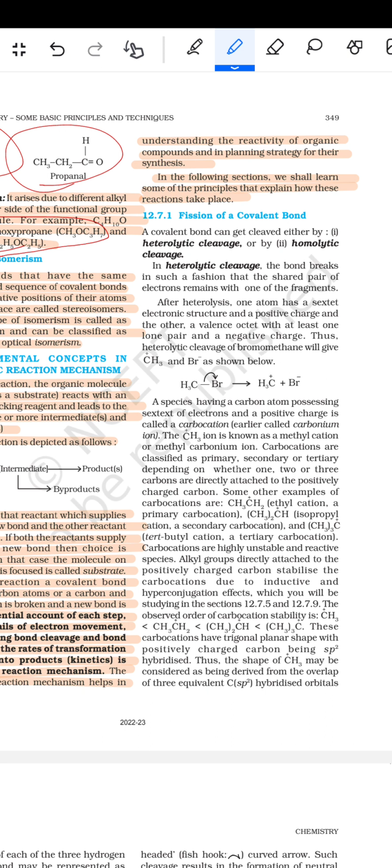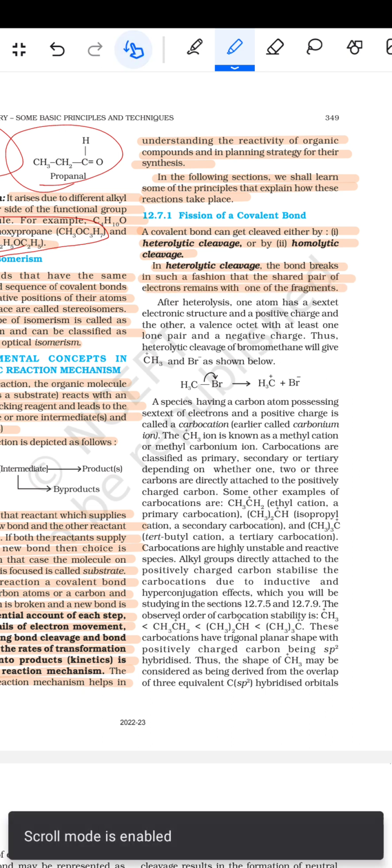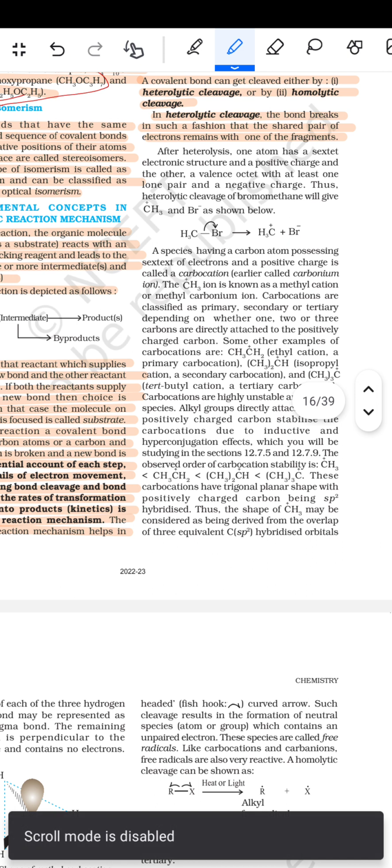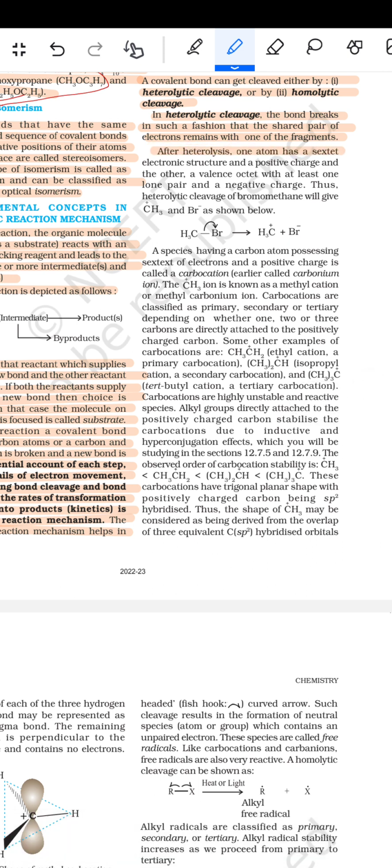Now, the fission of a covalent bond. A covalent bond can get cleaved either by heterolytic cleavage or by homolytic cleavage. In heterolytic cleavage, the bond breaks in such a fashion that the shared pair of electrons remains with one of the fragments. After heterolysis, one atom has a sextet electronic configuration and a positive charge, and the other a valence octet with at least one lone pair and a negative charge.